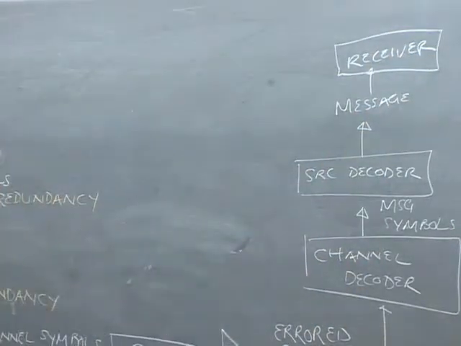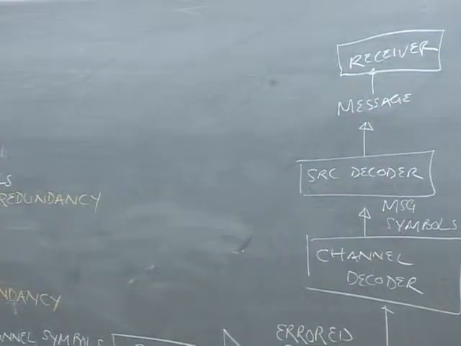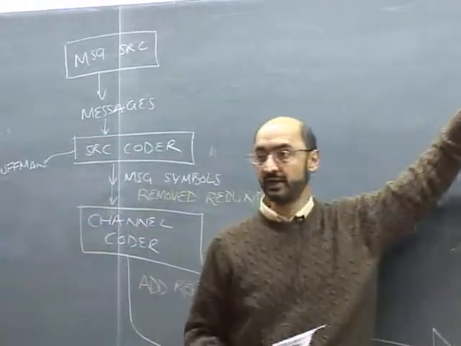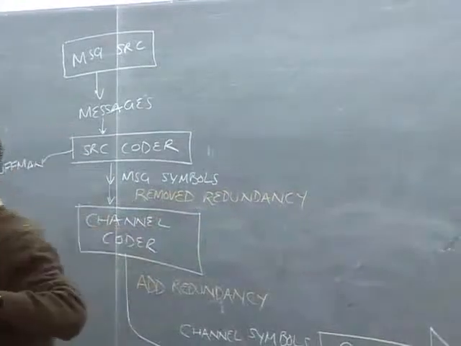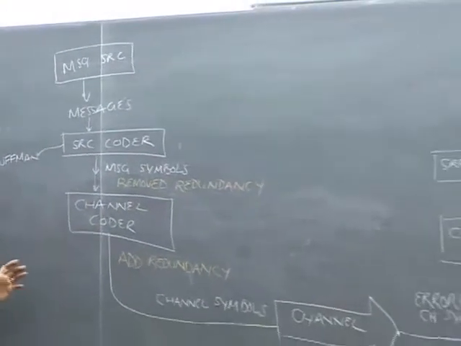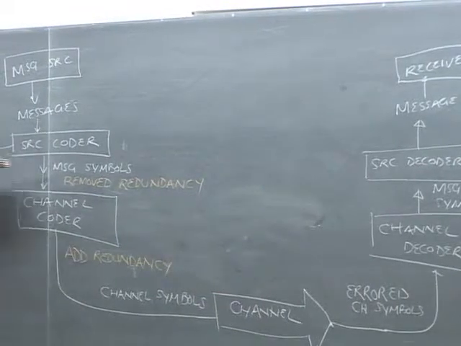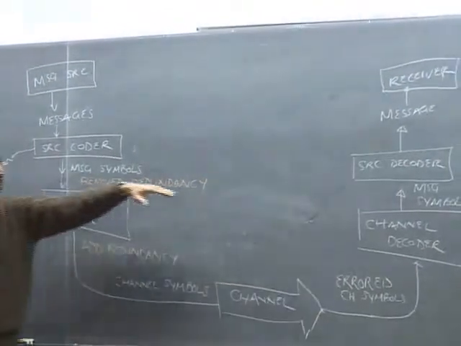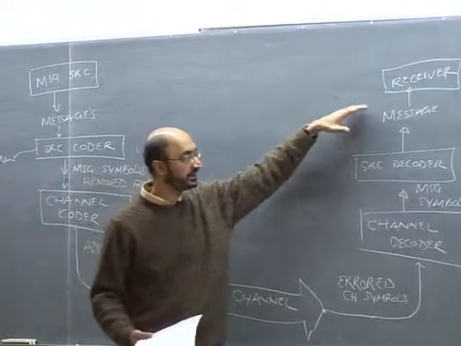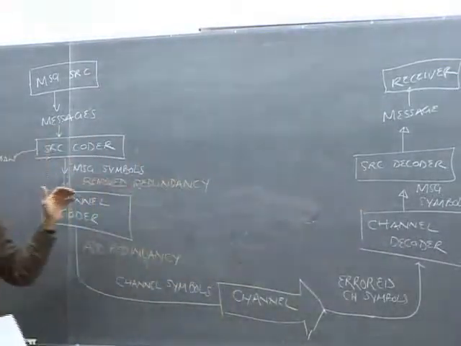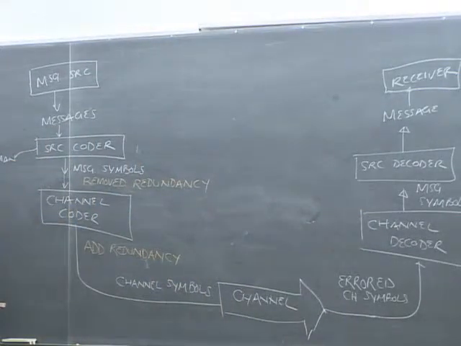So I started out on Monday by showing you the source, the channel, and the receiver. That hasn't changed. What I've done is I've added into it essentially two extra pieces of mechanism, a source coder, which takes messages and removes redundancy. And of course, we need to decode it. That's on the other side. So we already covered that. And now we're kind of going one level below that. We're looking at the channel coder and channel decoder.